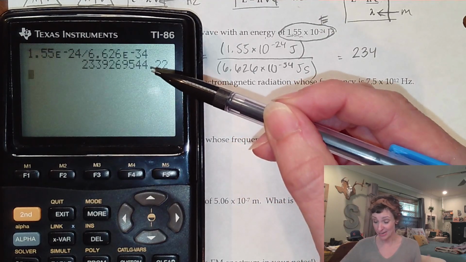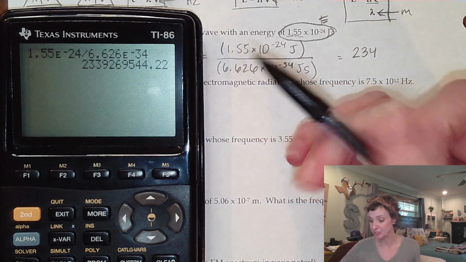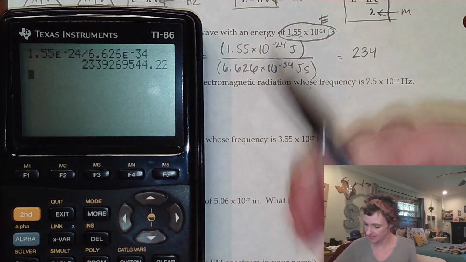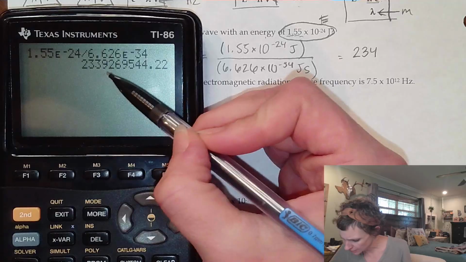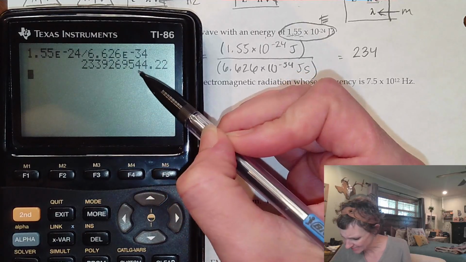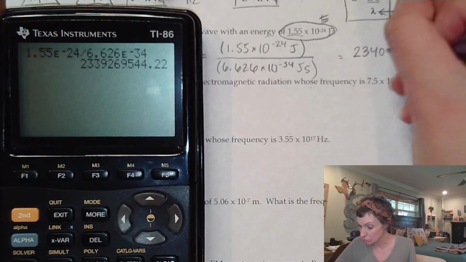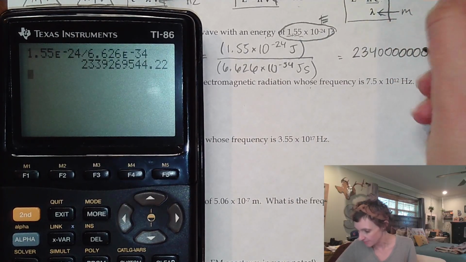And the zeros are not going to affect my sig figs as long as I do not put a decimal at the end of the number. So it looks like I have 1, 2, 3, 4, 5, 6, 7 zeros.